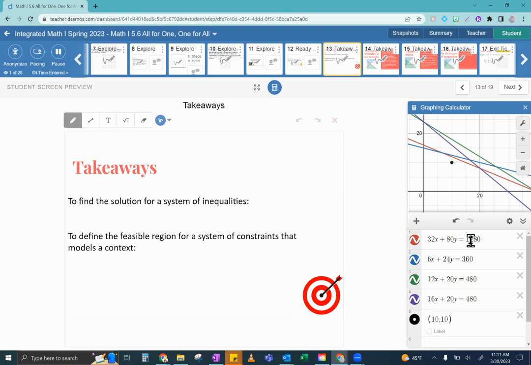Okay. The next part says to define the feasible region for a system of constraints that models a context, all you would have to do is find the points of intersection. Here's all the points of intersection. This guy right here, this guy right here. Do you guys all see the points of intersection? And this is the one where we asked, is 20 comma 8 a solution? That's what you're supposed to find, to determine the vertices of that polygon. And if you notice, this is a polygon. It has one side, two sides, three sides, four sides, and then five sides. So this is a pentagon. It doesn't look like a pentagon, but a pentagon just means five sides.